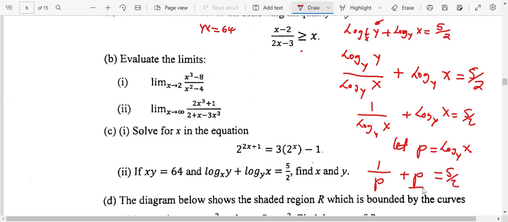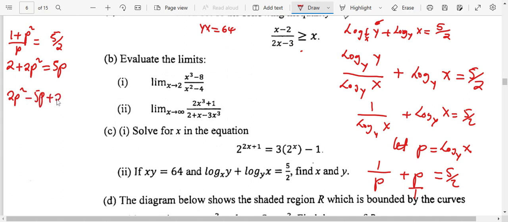Okay, I'll make this as a single fraction. This is over 1. That will give us 1 plus p squared divided by p, which is equal to 5 over 2. I'll cross multiply. We're going to get 2 plus 2p squared, and that is equal to 5p. I'll take the 5p to the other side, so we're going to have 2p squared minus 5p plus 2 equal to 0. So the product is 4.